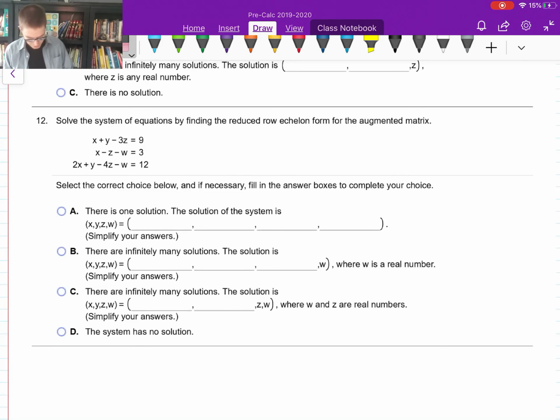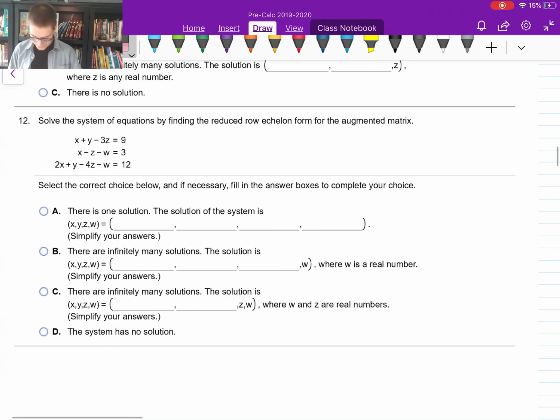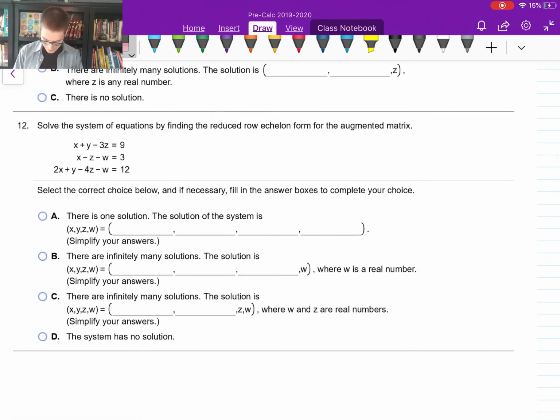Alright, so number 12 is solve the system of equations by finding the reduced row echelon form for the augmented matrix. Now, as you start getting into this, you don't want to make any mistake. This is going to be a hard problem. So we'll need to keep our wits about us and be very careful every step of the way.